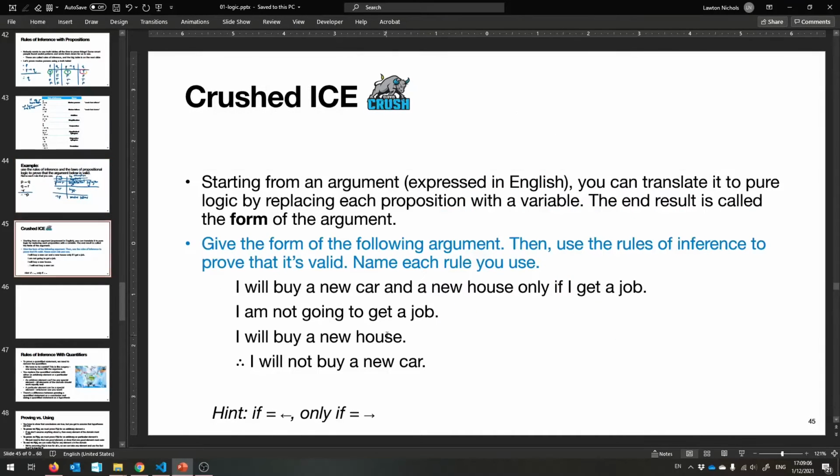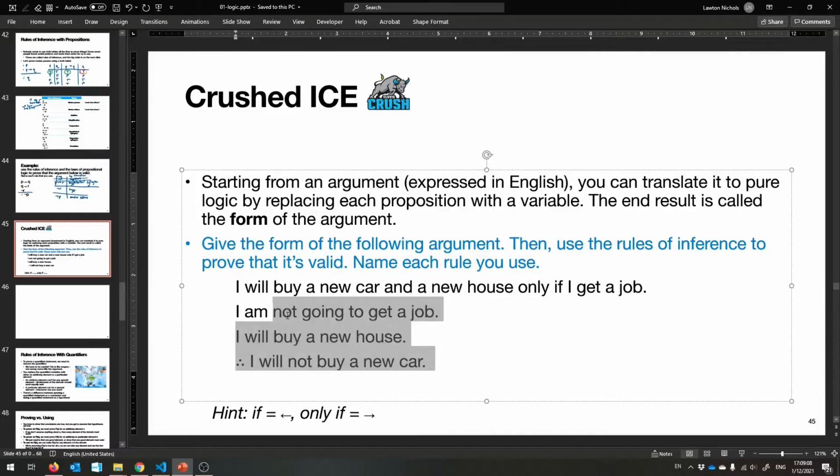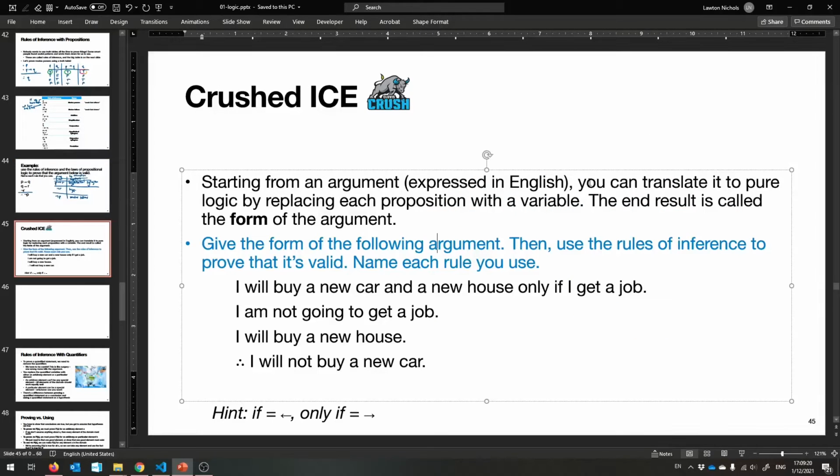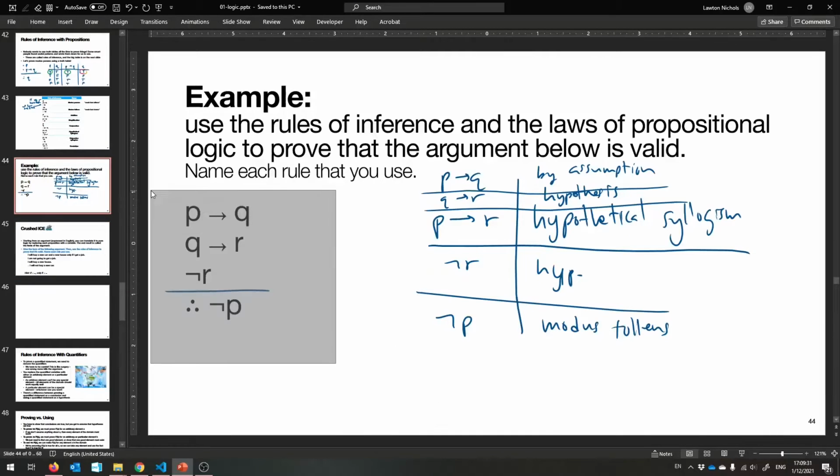The first thing that I want you to do is what's called giving the form of this argument. I want you to translate this English, introduce some propositional variables, and make it look something like this with some P's and Q's and things. When you translate English to pure logic like that and give the argument in that way, it's called the form of the argument. That's giving the form of an argument.